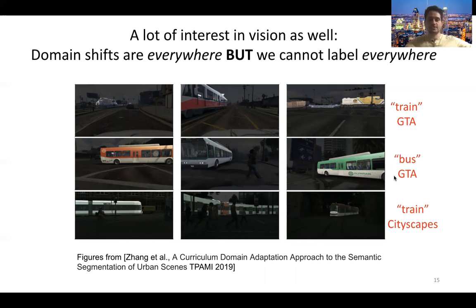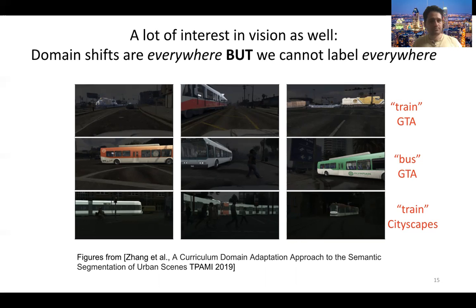Or if you go from one city to another, you train on 5,000 images in Zurich, or in Lyon, and then you apply to images of street scenes in Montreal during winter, then you might observe a significant drop in performance. So domain shifts are everywhere, not just in medical imaging. There is a lot of interest in both computer vision and medical imaging, but we cannot label everywhere.